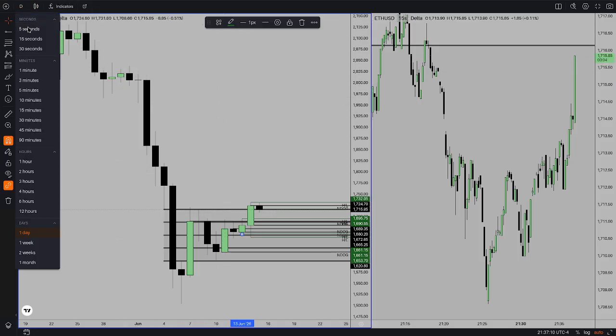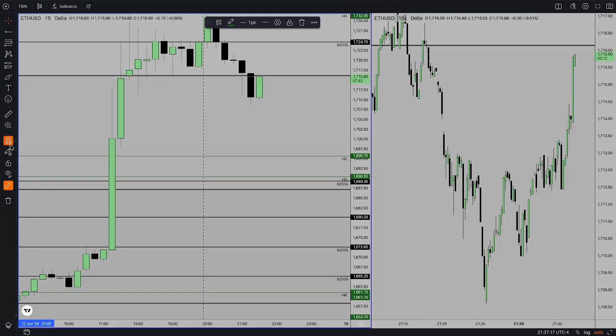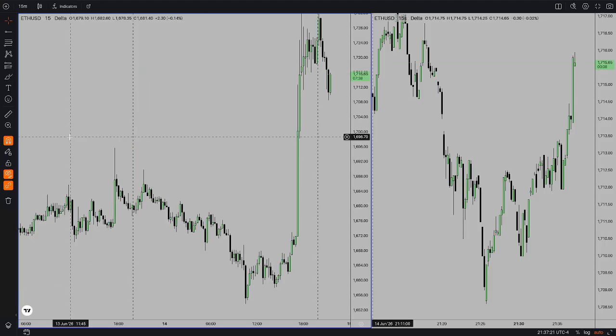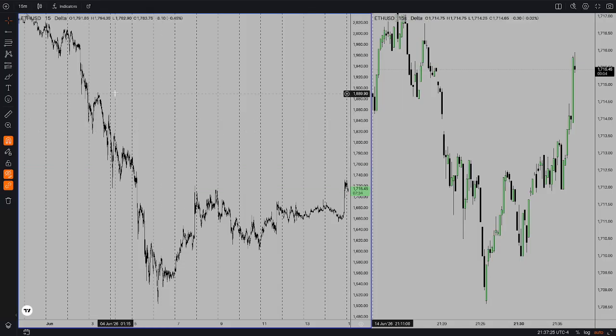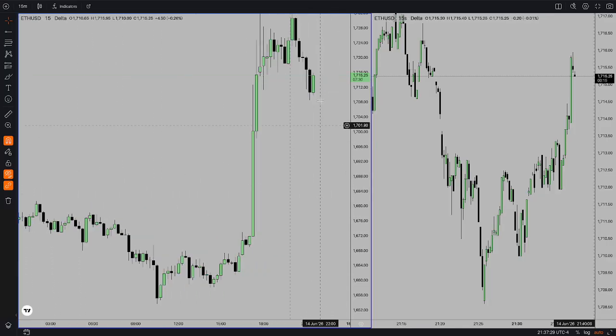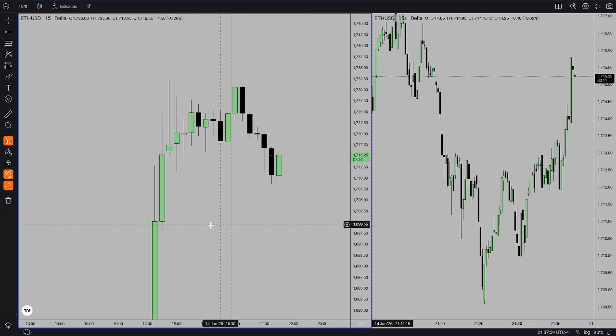Done, right. We have already got our PD arrays. Now let's see the actual bias for the 15 minutes, right? The market moved up, cleared out all these liquidity areas, and it's obvious that the market is actually consolidating. I want to see how the price reacts from these areas.